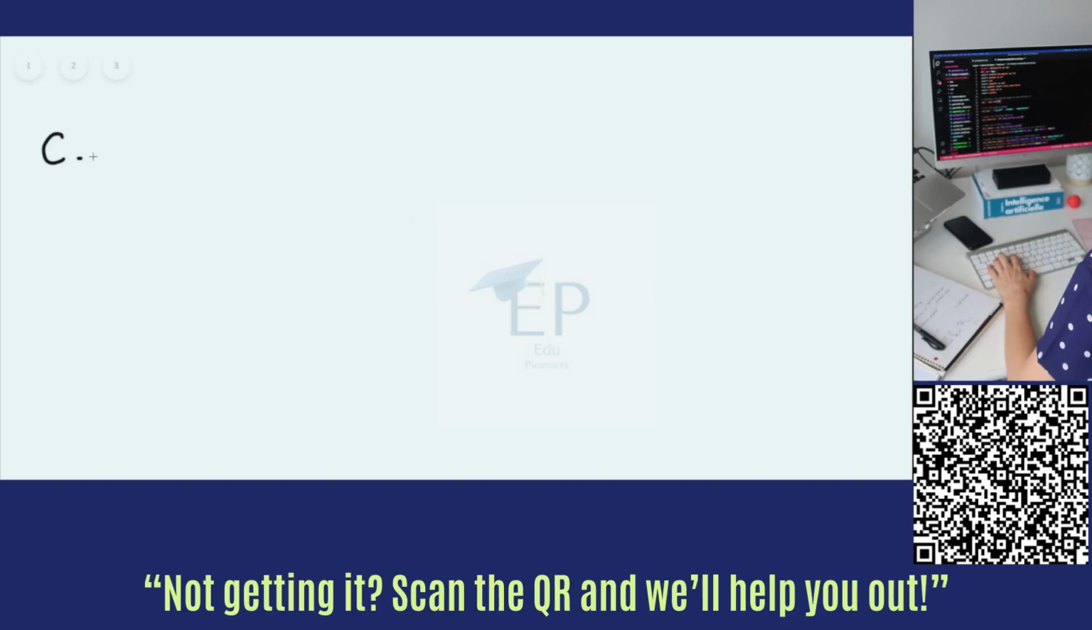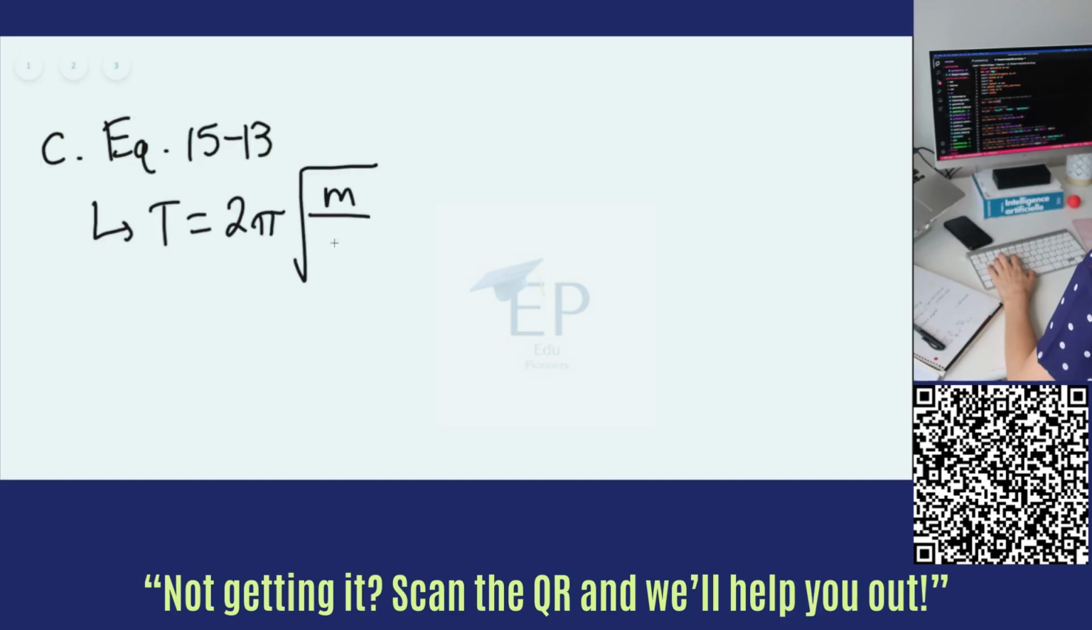For part C, we're going to use equation 15.13. We can say that then the period T is going to be equal to 2 pi times the square root of the mass divided by the spring constant k.